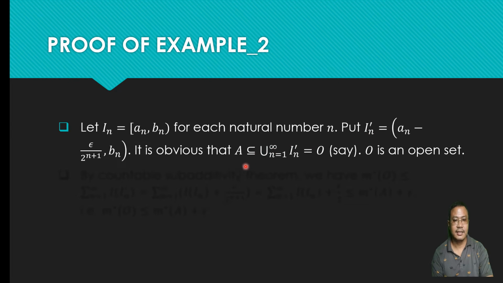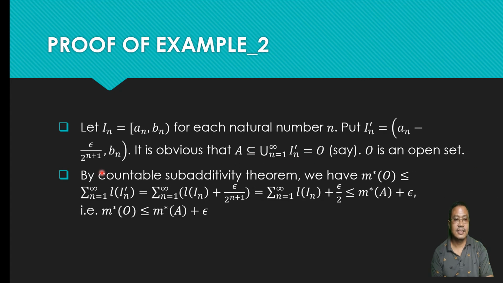All right, so therefore A will be a subset of the union n going from 1 to infinity of I_n prime, and this is a union of open intervals. Therefore the resulting set O will be an open set. So obviously A is a subset of this open set. Then by the countable subadditivity theorem, we have outer measure of O is less than or equal to summation n going from 1 to infinity of length of the open interval I_n prime, and that is exactly equal to summation n going from 1 to infinity of length of the interval I_n plus epsilon by 2 to the power n plus 1.